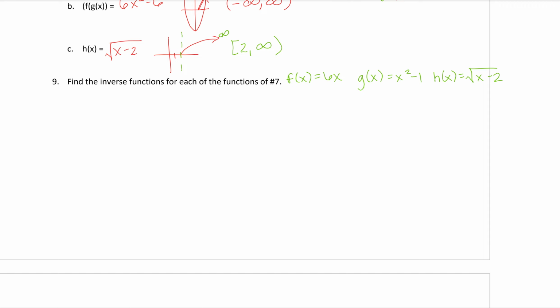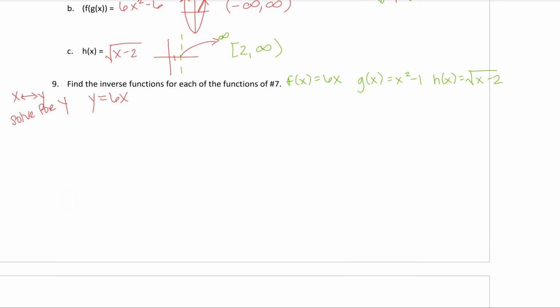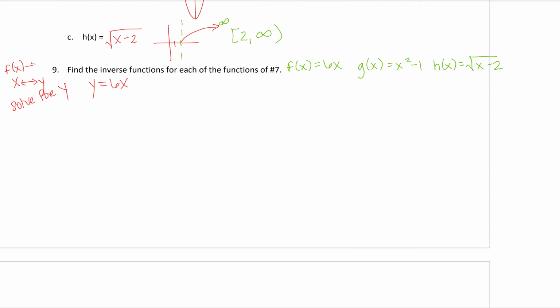So, inverse function. The very first step that we have to do is switch the x and the y, and then solve for y again. I don't typically write f of x equals 6x. I'm going to actually use y equals 6x. So first things first, I have to change that f of x into a y, which I did. Then my next step, I'm going to switch my x and my y. And now I'm going to solve. So I'm going to divide by 6 on both sides.